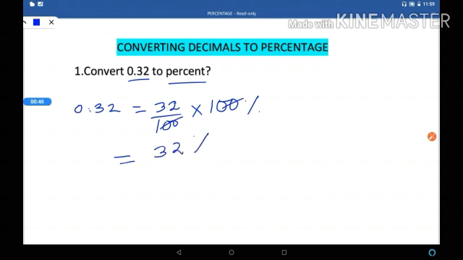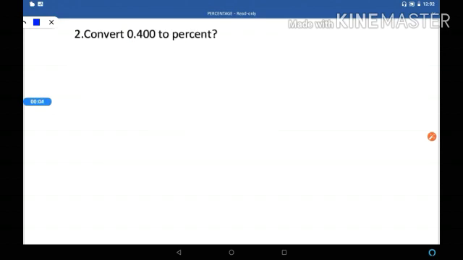Convert 0.4 to percentage. First, convert this decimal number as fraction. So, 400 by 1000. Now, convert into percentage into 100. Cancel 2 zeros and 1 zero in 400. So our answer is 40 followed by percentage symbol.